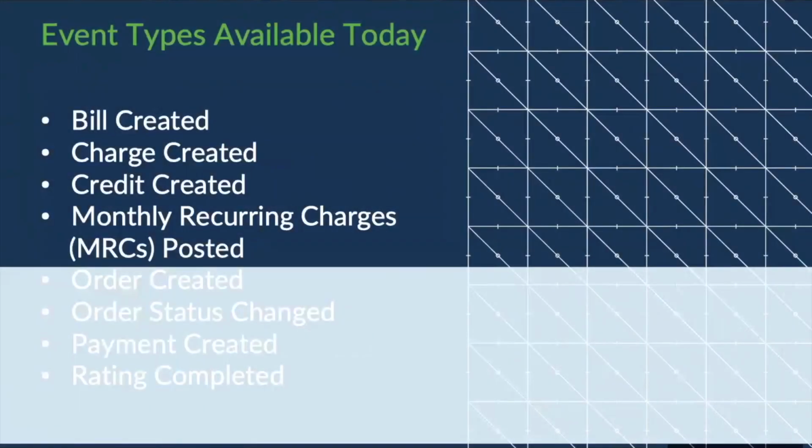Now, of course, you might want to know what event types are currently available to subscribe to. We have 8 billing-related events available today: bill created, charge created, credit created, monthly recurring charges, or MRCs, posted, order created, order status changed, payment created, and rating completed. So you can subscribe to these to know when each of these events take place in your instance.